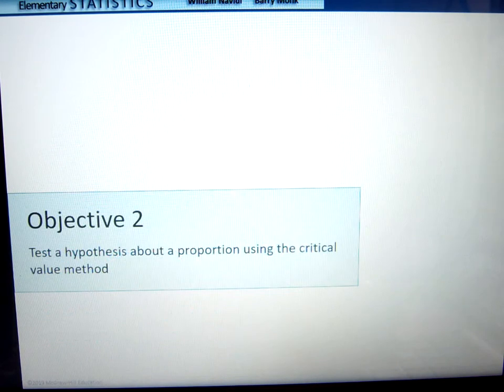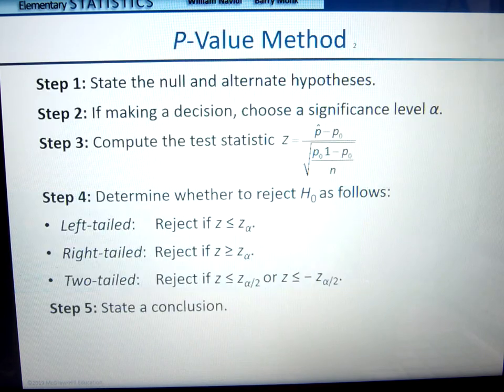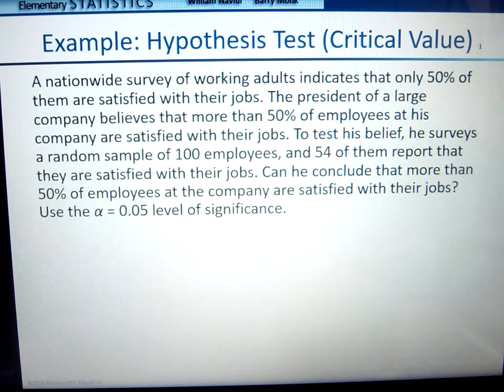All right, let's look at objective 2, testing a hypothesis about a proportion using the critical value method. Here we're looking at a lot of similar things, but we're going to test the hypothesis using a critical value instead. A nationwide survey of working adults indicates only 50% of them are satisfied with their job. The president of a large company believes that more than 50% of his employees are satisfied with their job. To test his belief, he surveys a random sample of 100 employees and 54% say that they are satisfied. Can he conclude that more than 50% of his employees at the company are satisfied with their job? Let's use the 0.05 significance level.